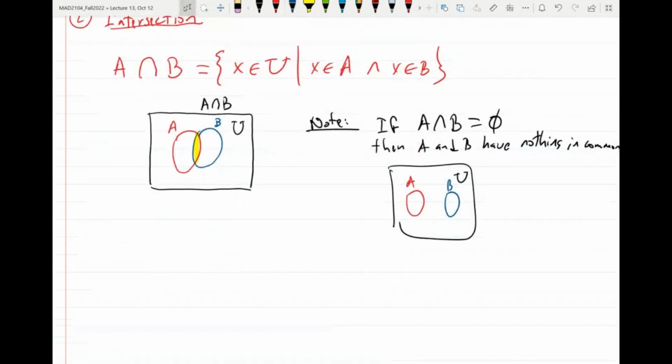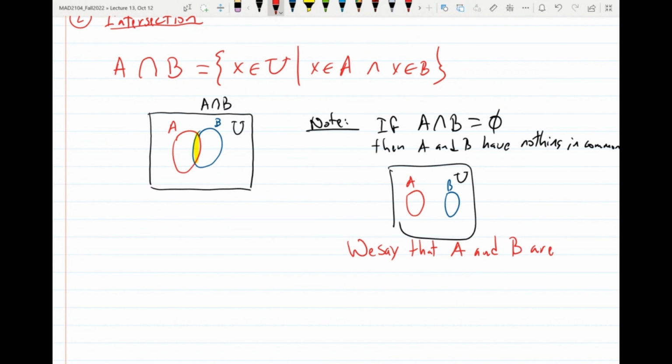Okay? So we say, this is the definition of the word, we say that A and B are disjoint. Okay? So the definition of disjoint is that the intersection is empty. They have no common elements. That's what that word means. Okay? All right. Questions? Okay?